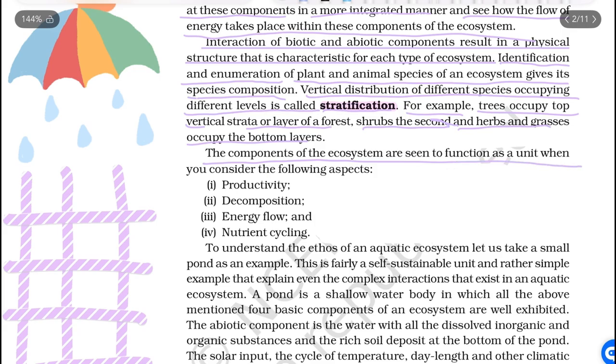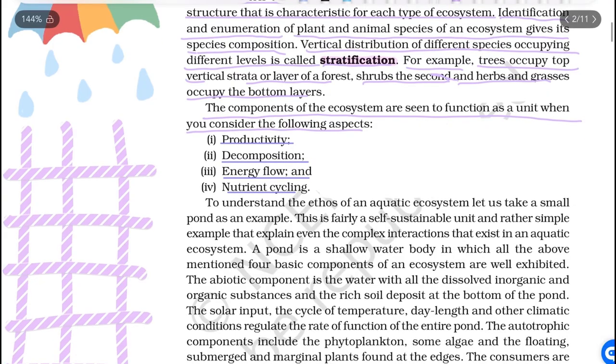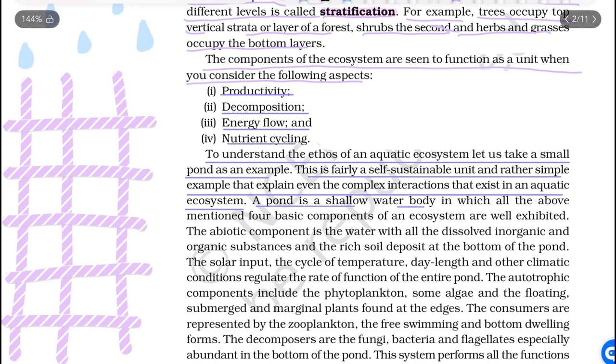The components of an ecosystem are seen to function as a unit when you consider the following aspects: productivity, decomposition, energy flow and nutrient cycling. To understand the ethos of an aquatic ecosystem, let us take a small pond as an example. This is a fairly self-sustainable unit and a rather simple example that explains even the complex interactions that exist in an aquatic ecosystem. A pond is a shallow water body in which all the above mentioned 4 basic components of an ecosystem are well exhibited. The abiotic component is the water with all the dissolved inorganic and organic substances and the rich soil deposit at the bottom of the pond.